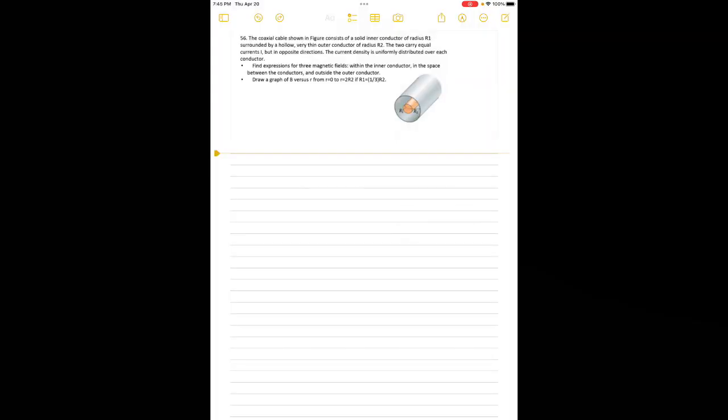We have a coaxial cable. That means there is a current inside and a current outside of that wire, and we have to find an expression for the magnetic field in three regions: the inner conductor, the space between the conductors, and the outer space.